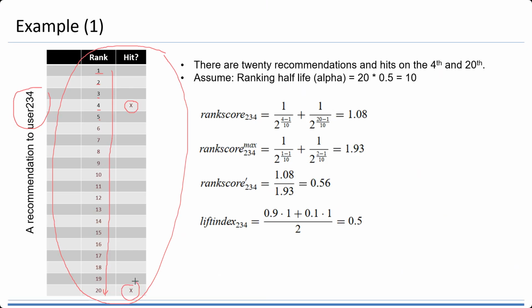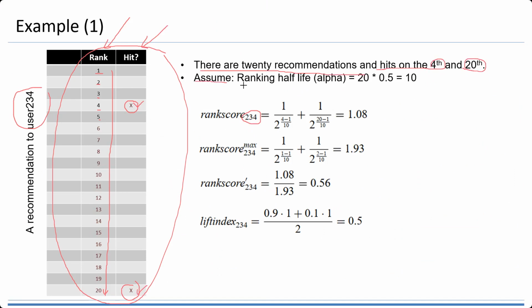Okay. This is the recommendation, and this is the actual value. The user liked this one and this one. Now, what is the rank score? The rank score means I want to see the rank score of a particular user. This is user 234. So there are 20 recommendations and hits on the 4th and 20th.